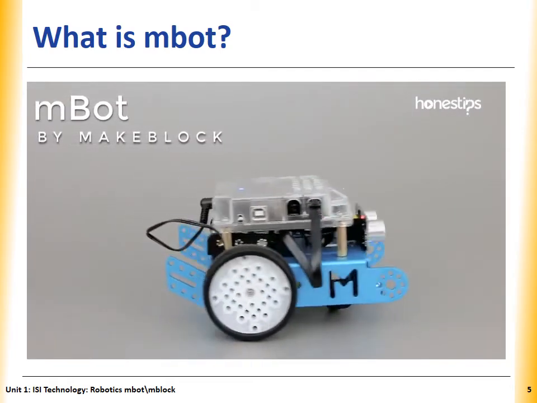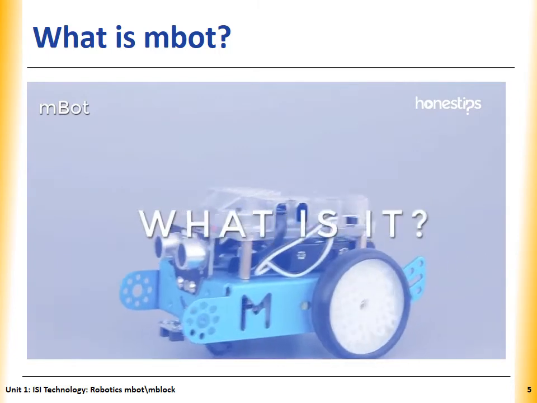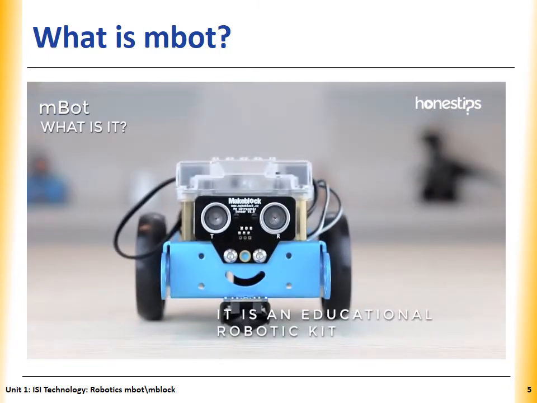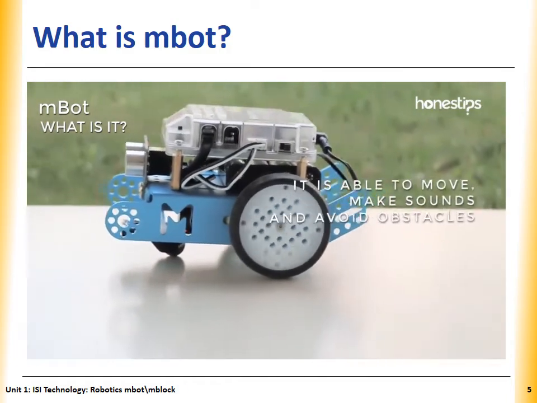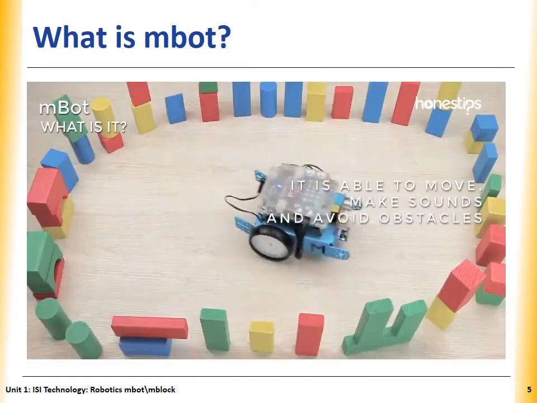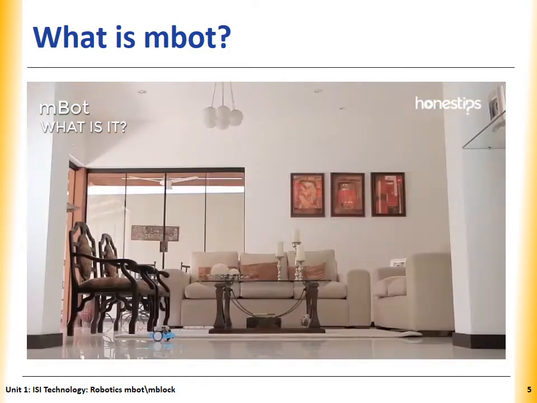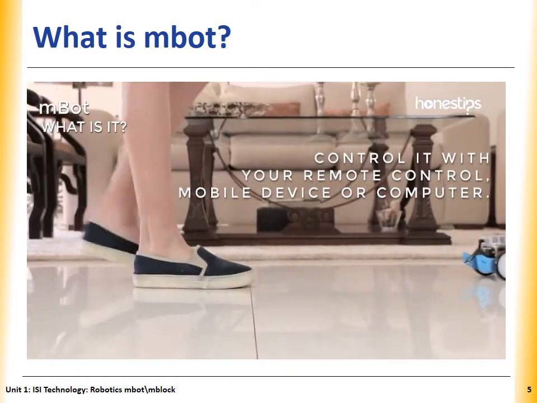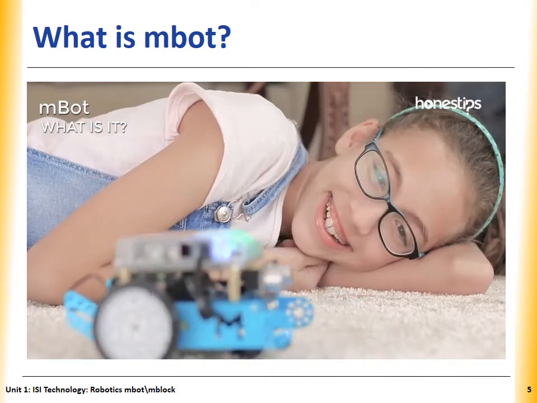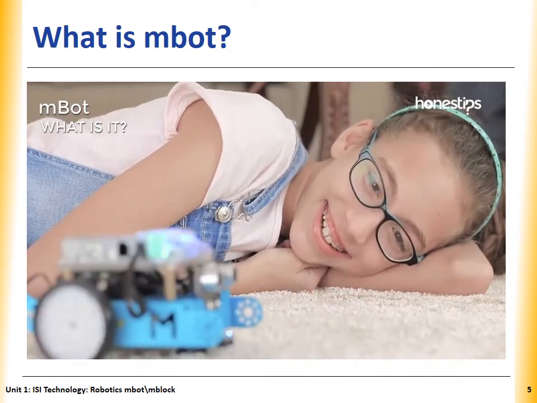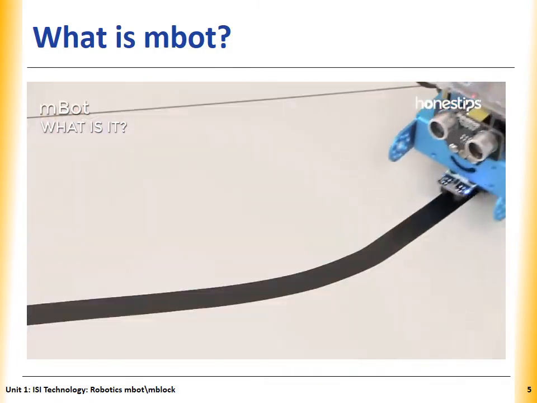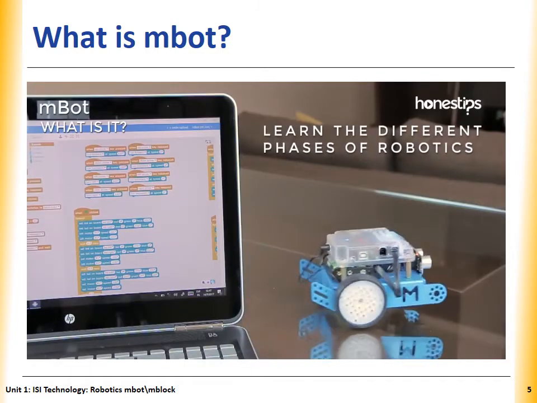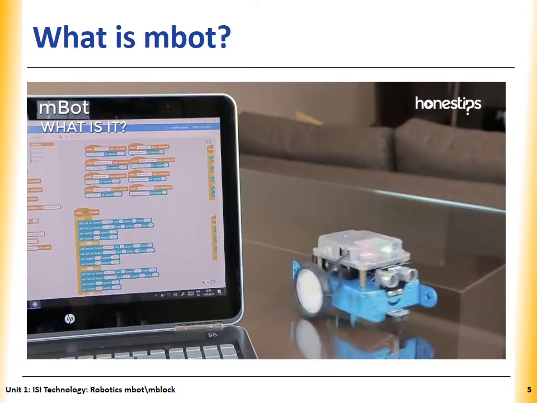mBot by mBlock. What is it? mBot is an educational robotic kit for assembling and programming a robot with wheels that is able to move, make sounds, and avoid obstacles. You can play and drive it with your remote control, mobile device, or computer. The 1.1 version of the mBot with Bluetooth is a didactic robot toy that allows children to learn the different phases of robotics, including creation, construction, and programming.